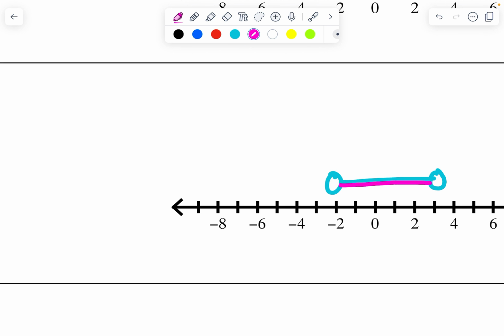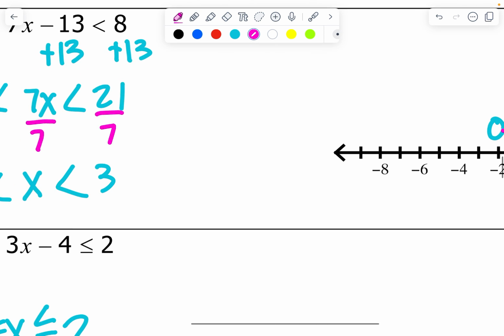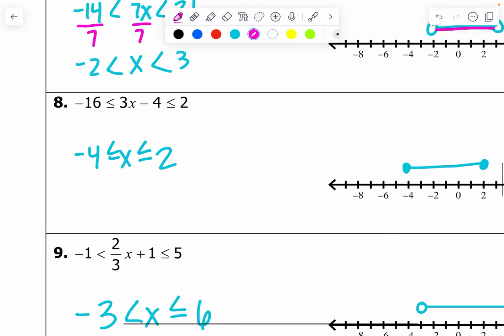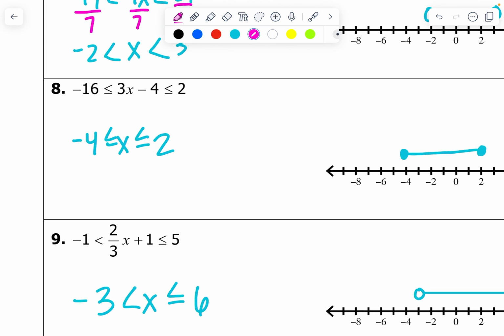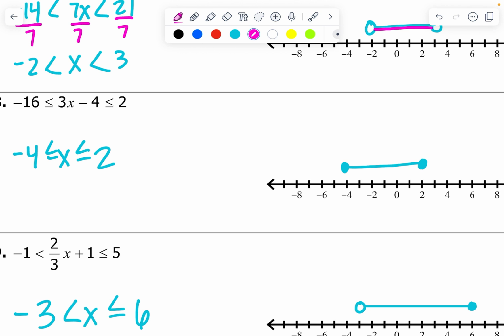Okay, would you pause this video and pick one more compound inequality to solve and graph between 8, 9, and 10. Pause now and come back in a moment. Okay, welcome back. I'm going to show you the solutions to 8, 9, and 10. Number 8, the solution is -4 is less than or equal to x and less than or equal to 2, and our graph looks like this.